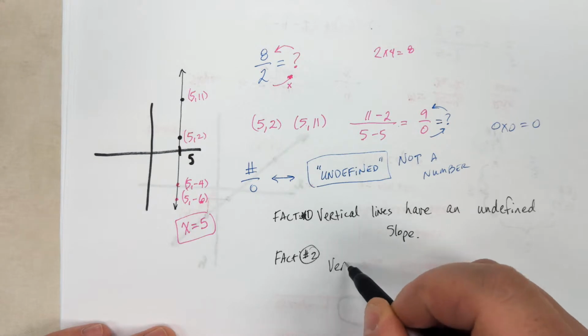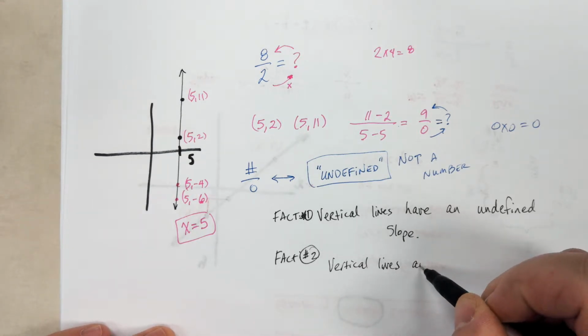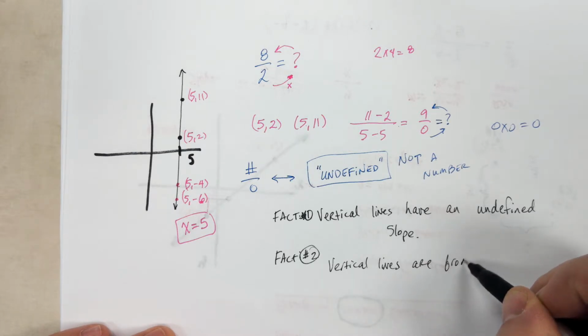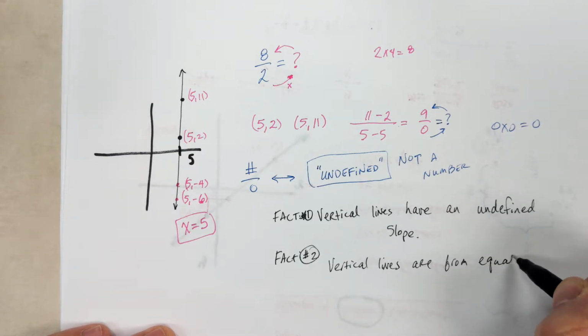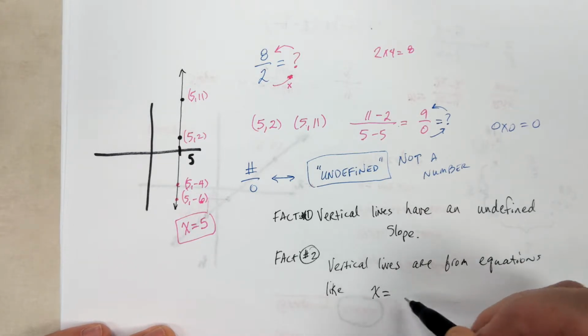Vertical lines are from equations x equals some number.